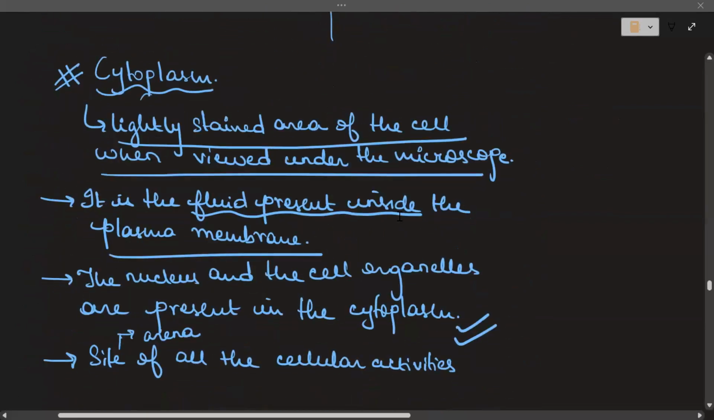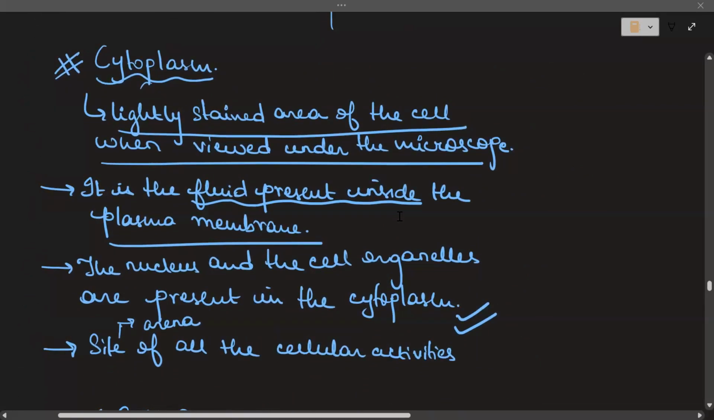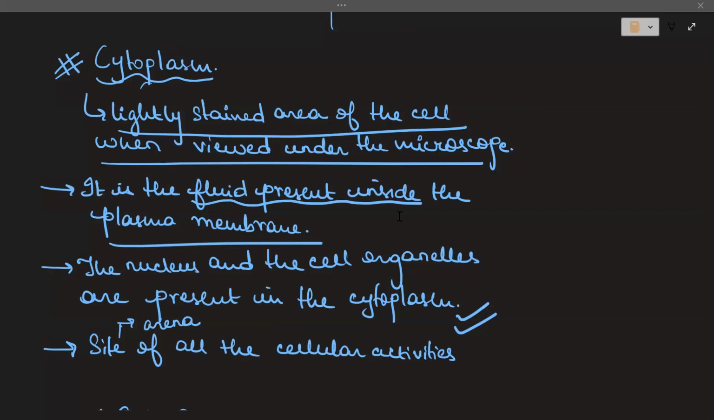All right, now moving forward, let us talk about cytoplasm. The part of the cell that shows the lightest stain is the cytoplasm. Now, what is cytoplasm? It is like the fluid filled inside the plasma membrane. So it's there in the cell, not in the nucleus. It is a fluid filled space inside the plasma membrane. Clear? Yes, ma'am. Okay.